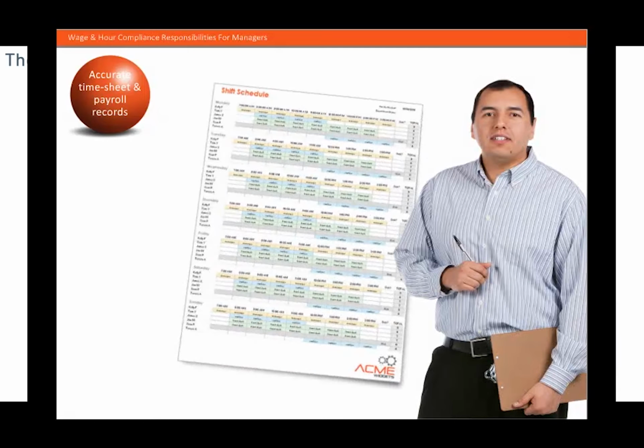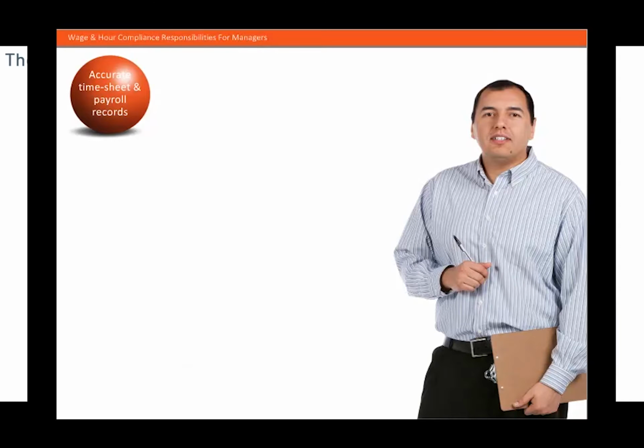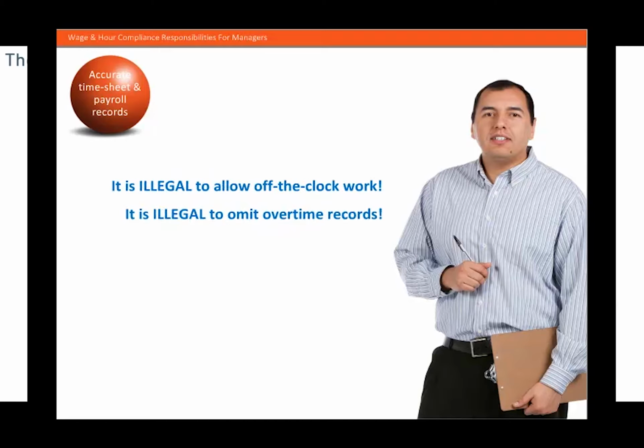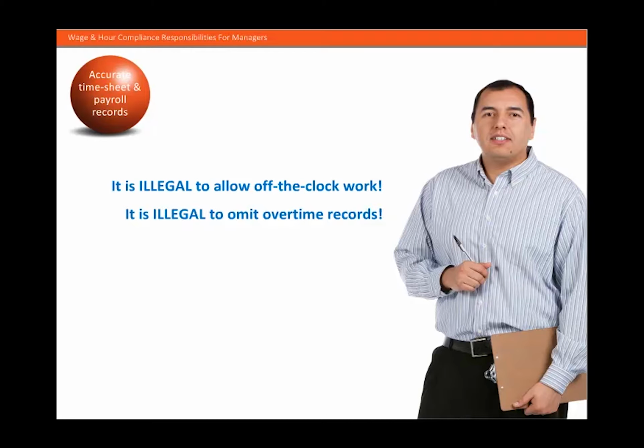As a manager or supervisor, you are accountable for accurate timesheets and payroll records. Failure to keep accurate records can cause problems in the event of a Department of Labor audit. It is not legal to allow an employee to work off the clock or omit overtime records, even if the overtime is not authorized. This can have serious consequences. Simply stated, all work must be recorded and all overtime work must be paid.